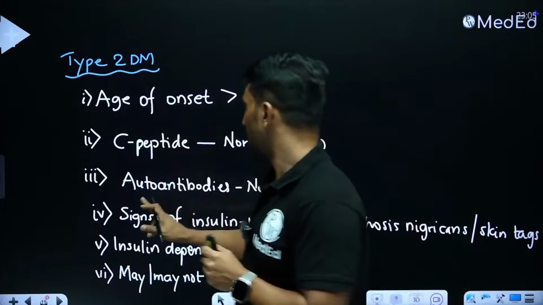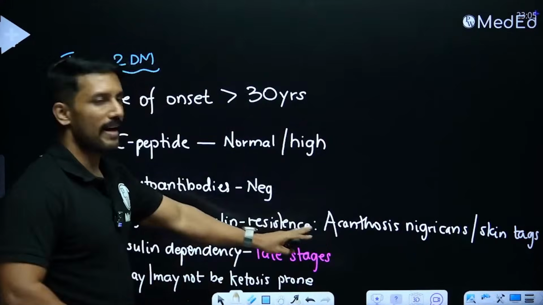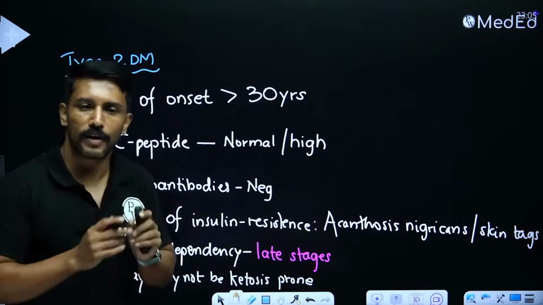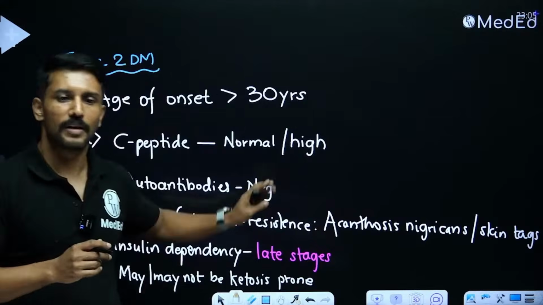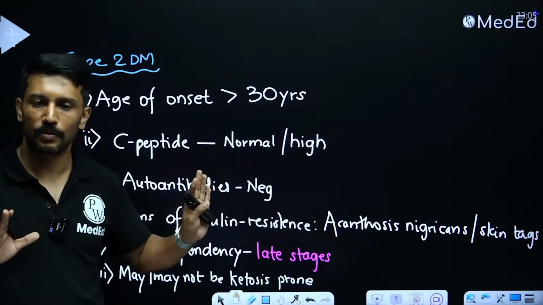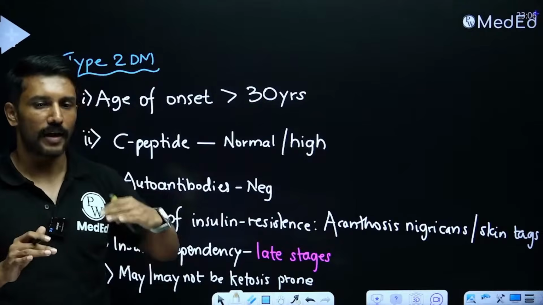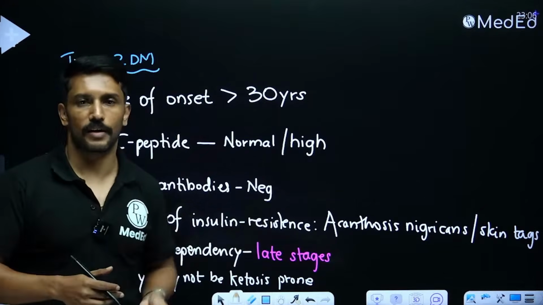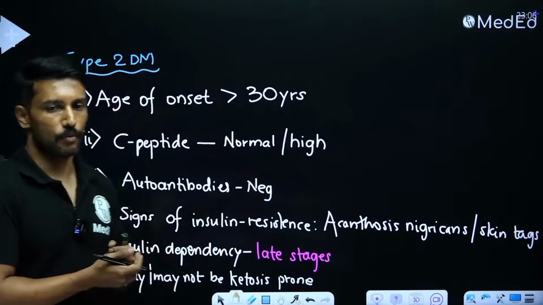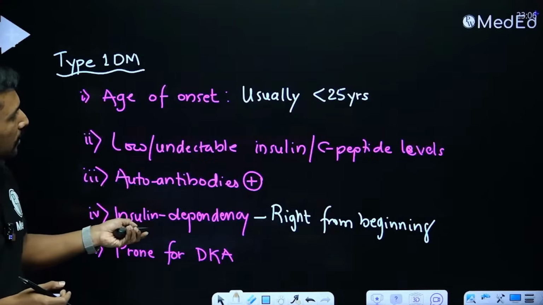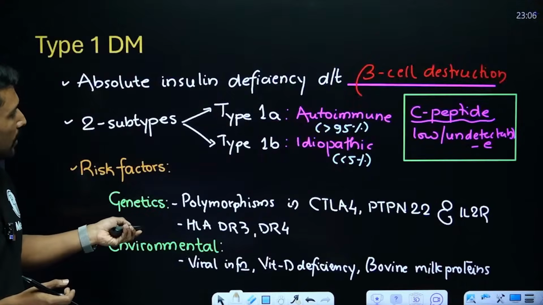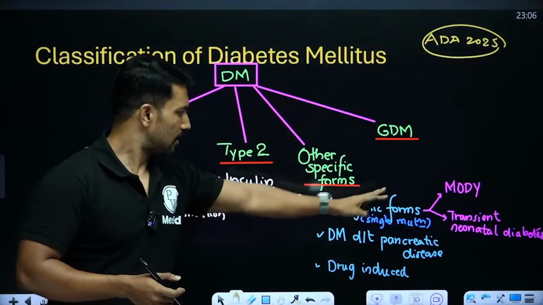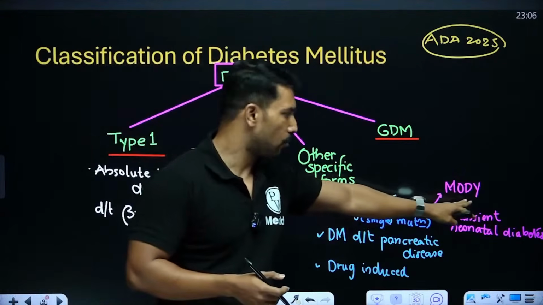Type 1 will not have the signs of insulin resistance. Type 2 can have the signs of insulin resistance. Type 1, right on the day of diagnosis, I need to prescribe insulin to the patient. Type 2, if I can manage without insulin, good. Only when I reach a point where other drugs are not able to get the glucose under control, then I get to insulin, right? This is type 2. Now in this classification, we learned about type 1 and type 2, the two major types. GDM we will discuss later. Some specific forms among them, MODY, I need to discuss.